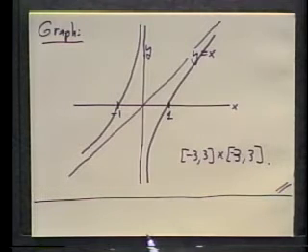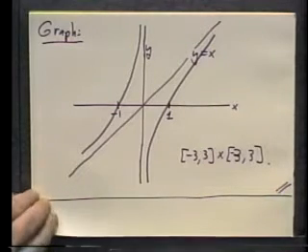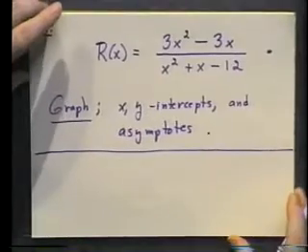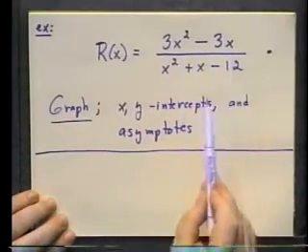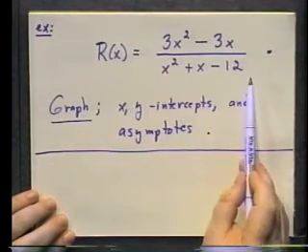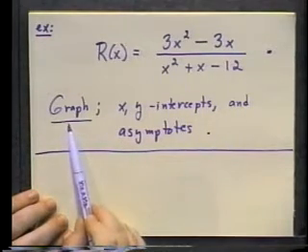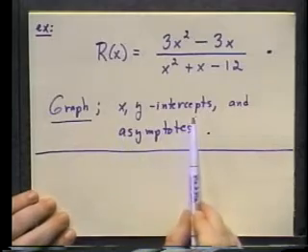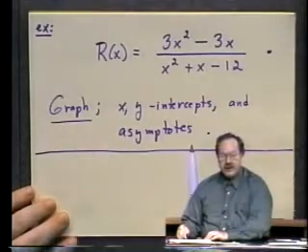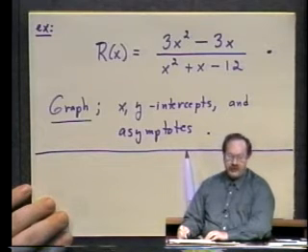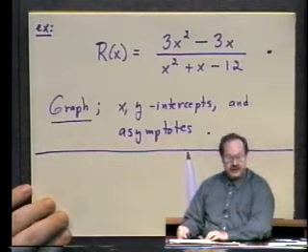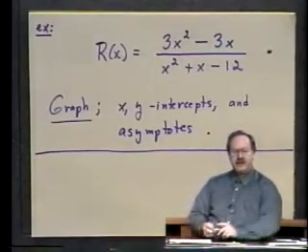Well, let me pose a problem to you now. Here is a rational function. R of x is equal to 3x squared minus 3x over x squared plus x minus 12. I want you to graph it, and among other things, find the x and y intercepts and the asymptotes. Now, if you happen to notice anything else, like if you have a horizontal or oblique asymptote and the curve crosses it, find those points also. I'll leave that to you, and I'll be back in a moment.